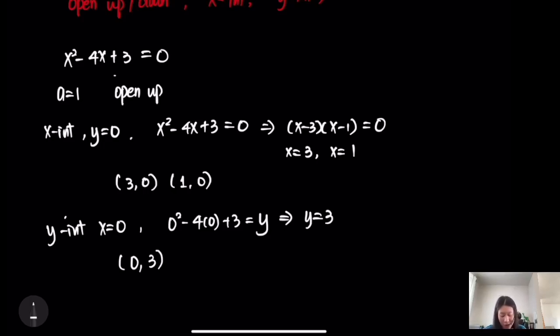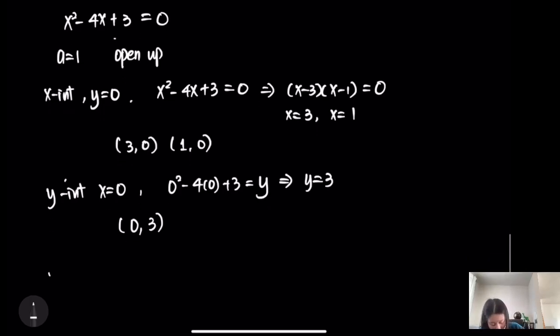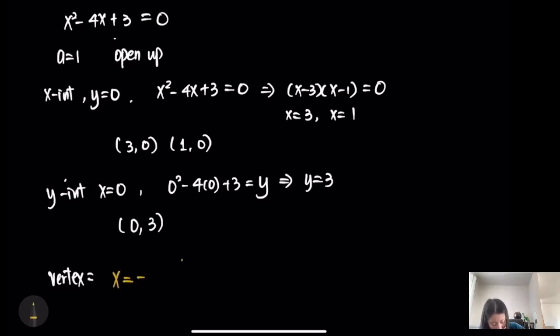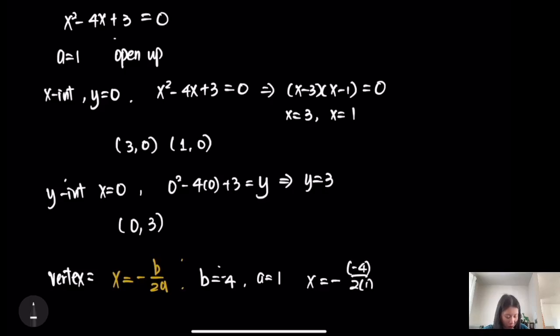Okay, the next step is you want to find the vertex. So for the vertex, we will use a formula. The x-coordinate is equal to negative b over 2a. In our specific example, b is equal to negative 4, sorry. a is equal to 1, so that means the x-coordinate is equal to negative (negative 4) over 2 times 1, which is 2. So that's the x-coordinate of the vertex.